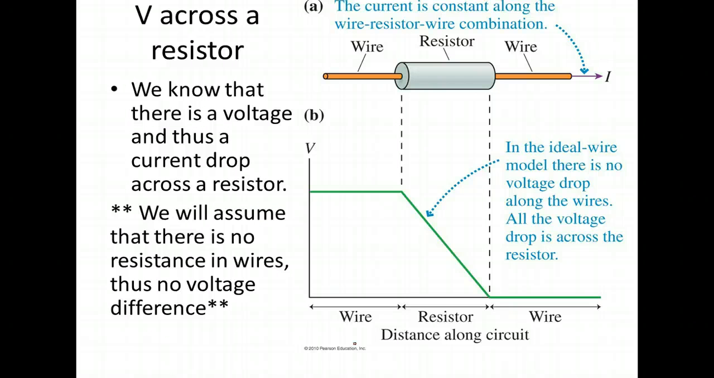Right? And so the voltage across a resistor. We said that the voltage here, before it hits that resistor, is higher than the voltage coming out. The current here is higher than the current coming out of that resistor. And we can use Ohm's law to mathematically support that idea. We know that there's a voltage drop, thus there's a current drop across the resistor.